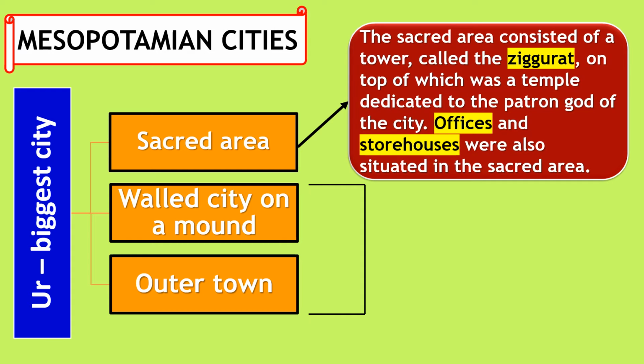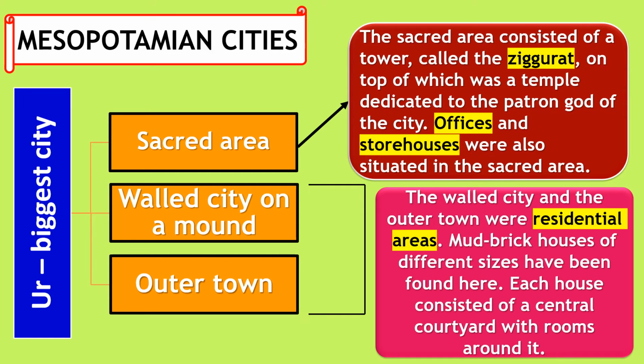The sacred area consisted of a tower called the ziggurat, on top of which was a temple dedicated to the patron god of the city. Offices and storehouses were also situated in the sacred area. Walled city on a mound and the outer town were the residential areas. Mud brick houses of different sizes have been found here. Each house consisted of a central courtyard with rooms around it.